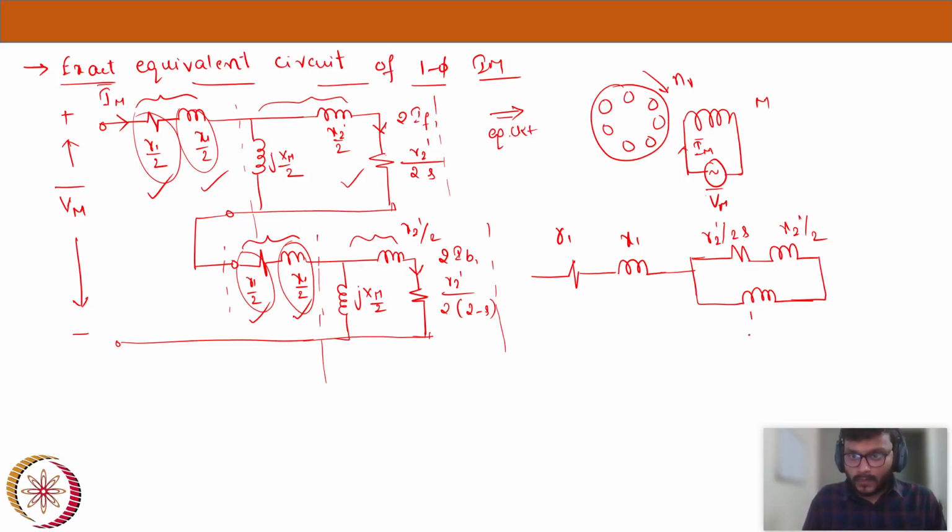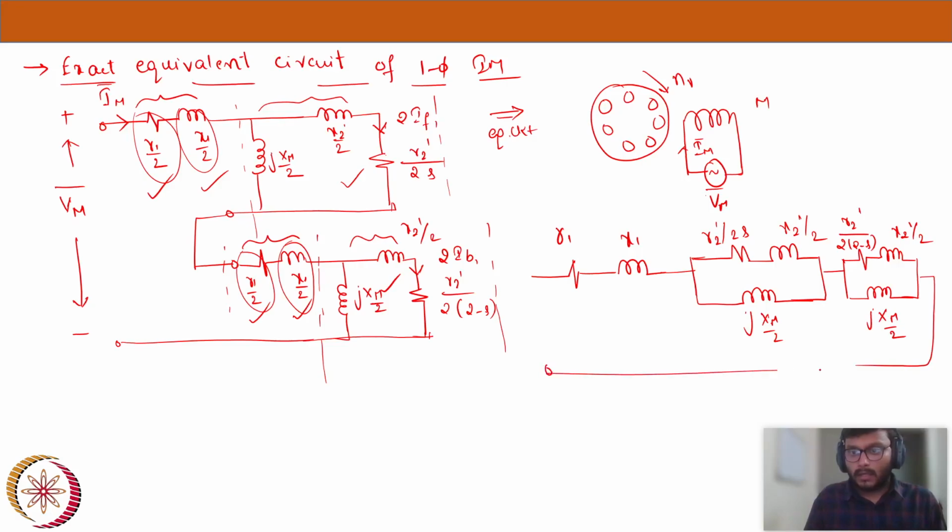And the bottom one is jXm by 2. And there is another parallel branch, and this is jXm by 2, and this one is these two. Now in this parallel branch, this is R2 dash by 2 into (2 minus s), and this is X2 dash by 2. And this is nothing but our final equivalent circuit. And here I am giving a single phase AC supply of Vm.